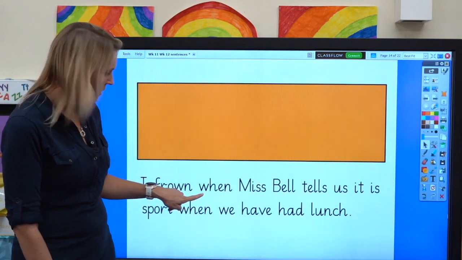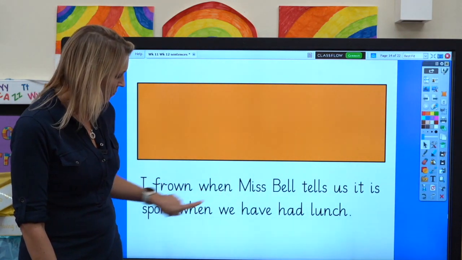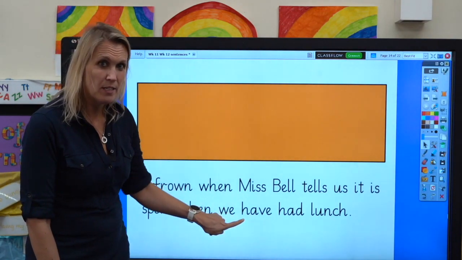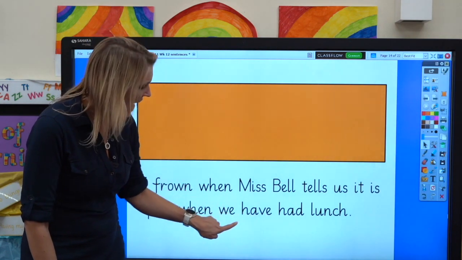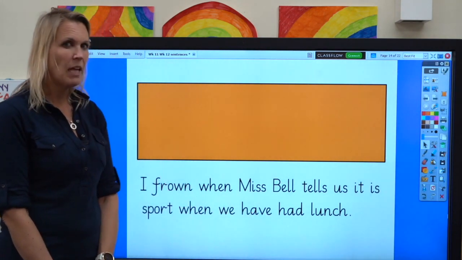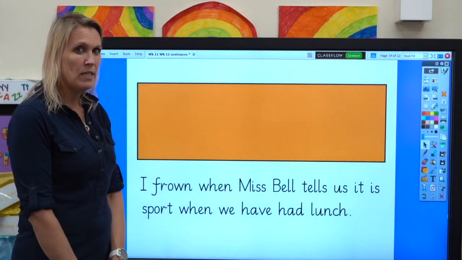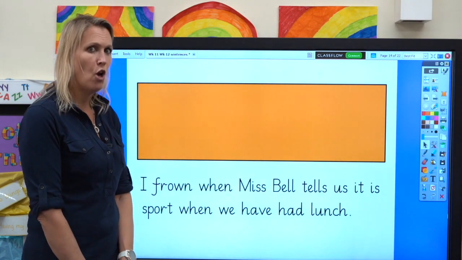Can you remember when, w, e, n, when, and here it is again, look. And can you remember reading this tricky word? H, a, and these two say v, have. Now, I want you to read aloud as I point to the words and remember to sound out any words you are not sure of. Off we go.